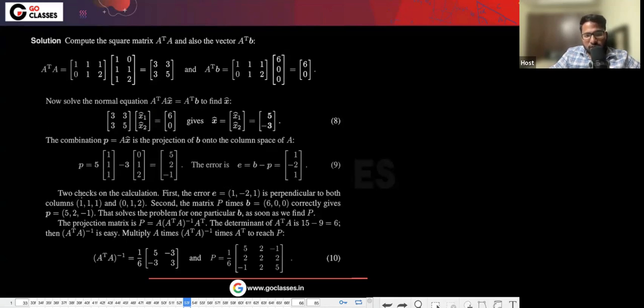And they're also asking for the projection matrix, the second part, the matrix P. You can calculate this P, the projection matrix, using this formula. The solution is also from Gilbert Strang.